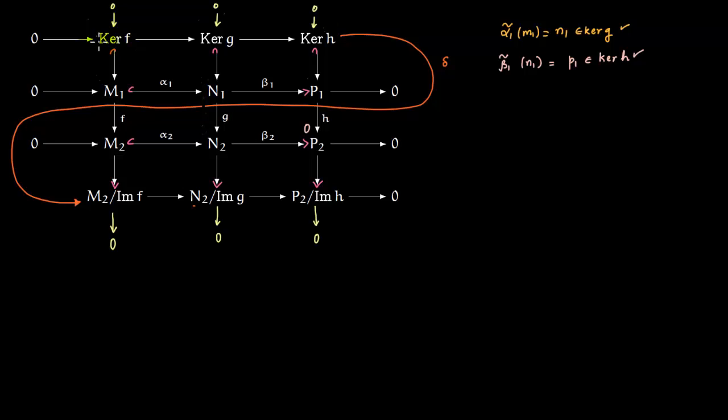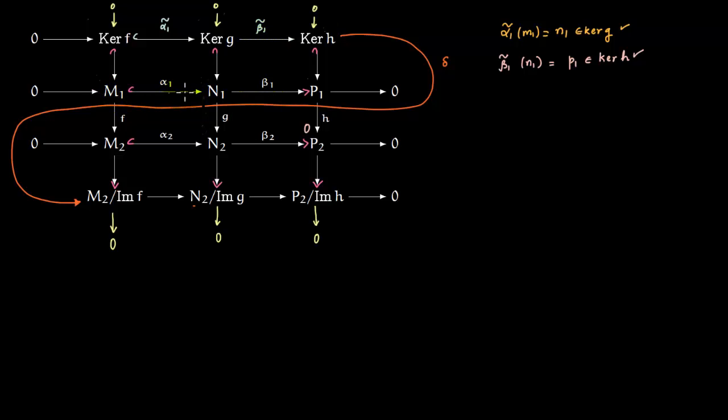Now we want to show exactness right here at kernel of f. So you have this map alpha 1 and we considered alpha 1 tilde. Now this alpha 1 is injective because this is a short exact sequence, and this map is just a restriction map, so this map will also be injective. Now we want to show exactness at kernel of g. So you have this beta 1 tilde here.